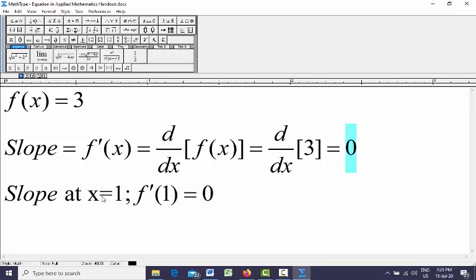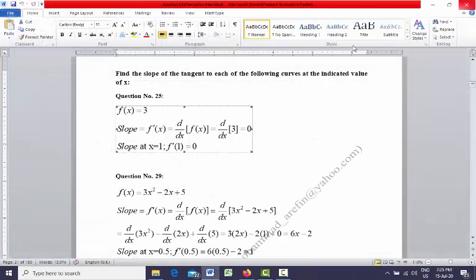Since the question was asking us to find the slope at x equal to 1, this is the slope function. Since there is no x here, the slope function with the value of x equal to 1 will also be 0. That means the slope is 0 here.